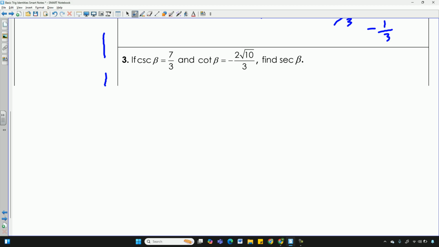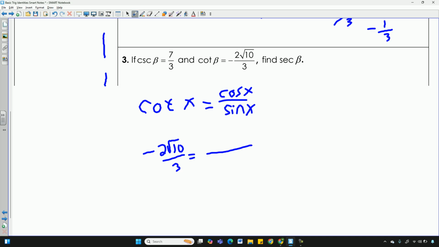So let's think about what we know. Well, we pretty quickly could say that cotangent of x would equal cosine over sine. It's one you're going to want to memorize. I have cotangent, so I'll put negative 2 root 10 over 3 is going to equal, and I have cosecant, which is the reciprocal of sine. So if I wanted to figure out sine, it would just be 3 over 7. It'd be the flipped cosecant.